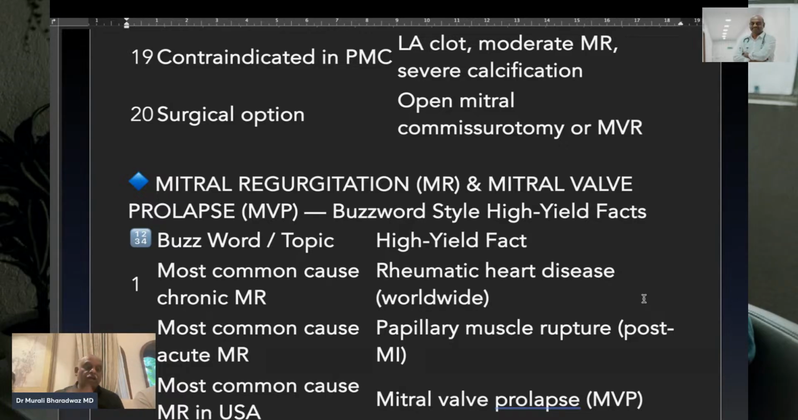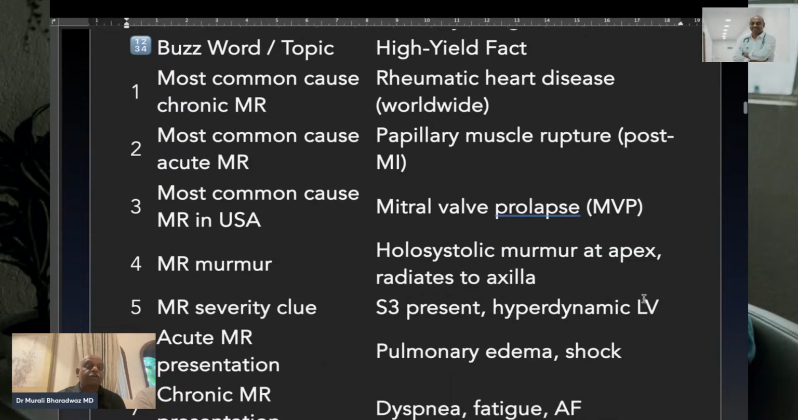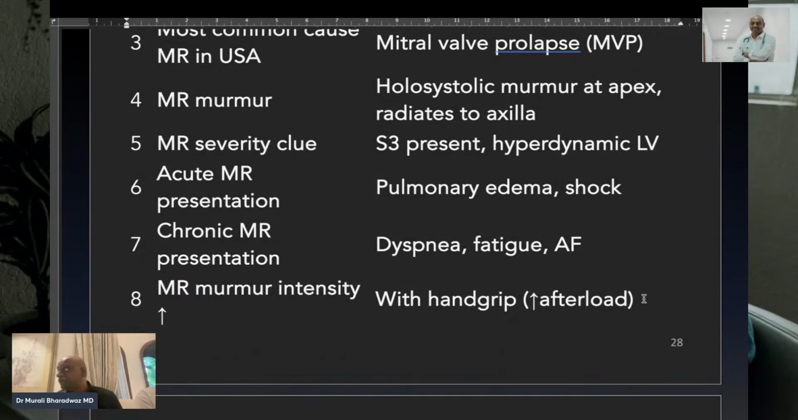Now, MR. The most common cause of MR, once more, is rheumatic heart disease. And when does acute MR occur? Whenever there is any myocardial infarction, the papillary muscles can undergo rupture, and that can lead to the development of acute MR. In America, mitral valve prolapse is the most common cause, but MVP also leads to MR. And what is the clue to say MR is severe? Every time the left ventricle is trying to pump blood into the aorta, it is getting regurgitated back to the left atrium.